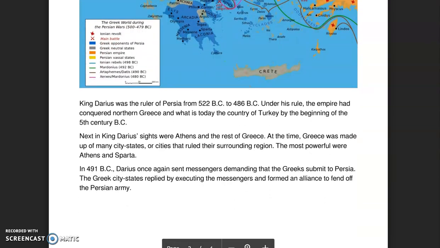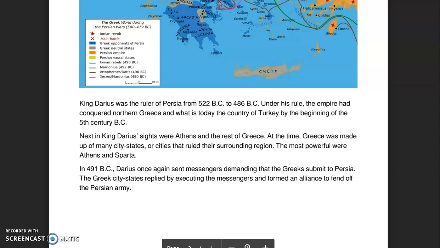King Darius was the ruler of Persia from 522 BC to 486 BC. Under his rule, the empire had conquered northern Greece and what is today the country of Turkey by the beginning of the 5th century BC. Next in King Darius's sights were Athens and the rest of Greece.